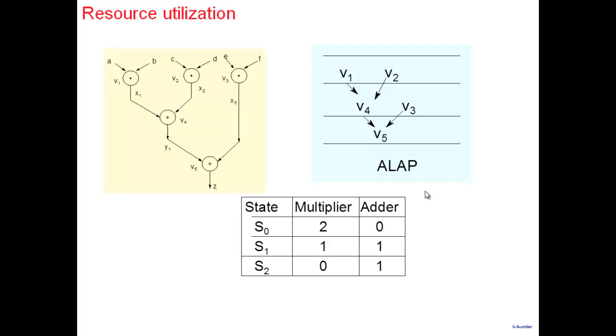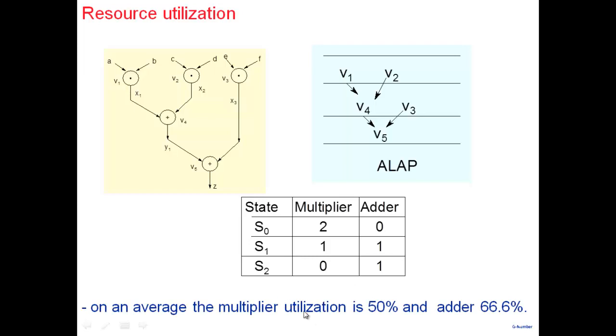Now, once I have used 2 multipliers and an adder, fine, I've scheduled it. How good is my resource utilization? I'm using only 1 multiplier in a state, it's lying idle in other states, and the other multiplier is not being used at all. Similarly, I have 1 adder, which is fine. So on average, the multiplier utilization is 50%. I could have potentially used 2 in each of 3 states, so 6, and I'm using only 3. So 50% utilization. And I could have used the adder everywhere, so its utilization is 66.6%.